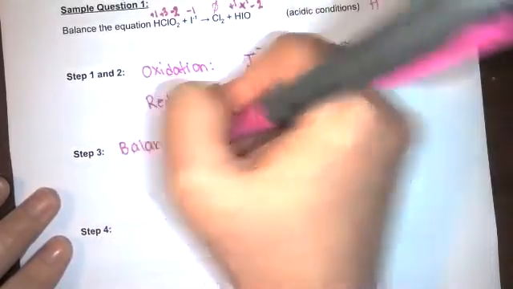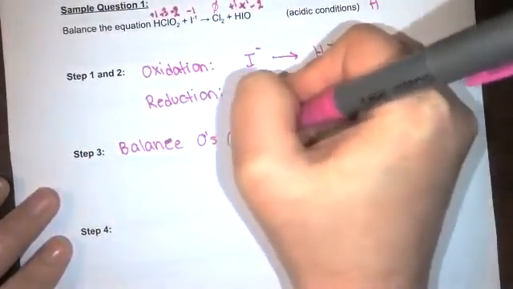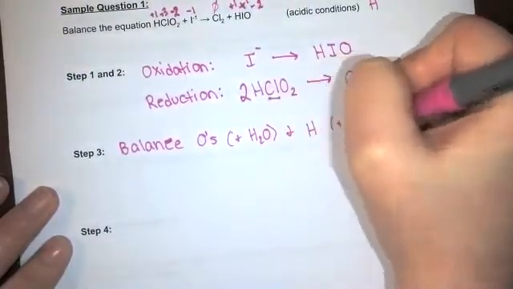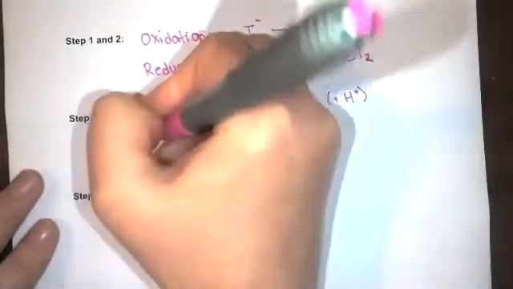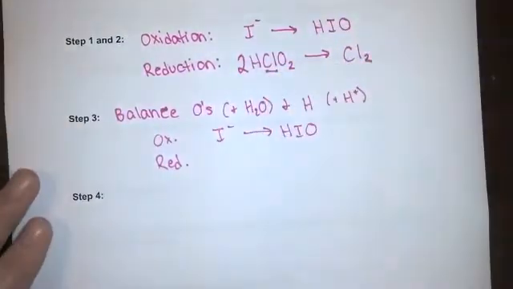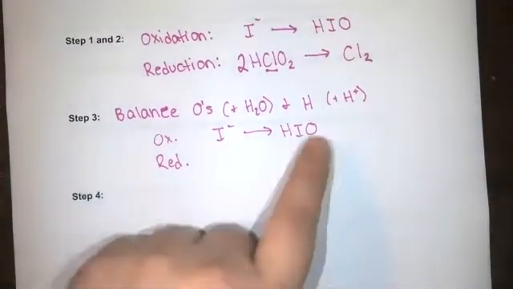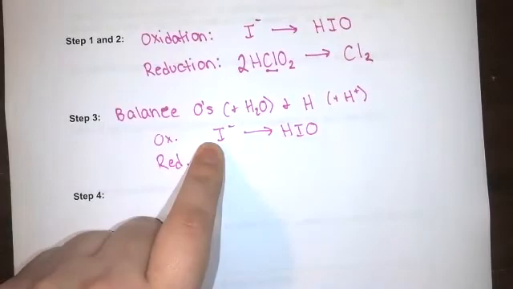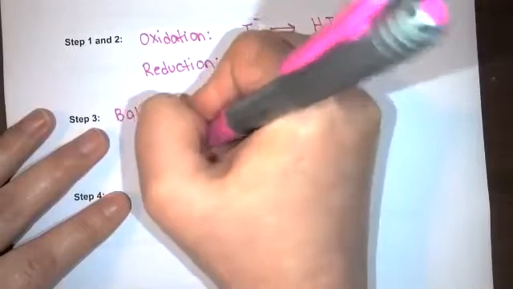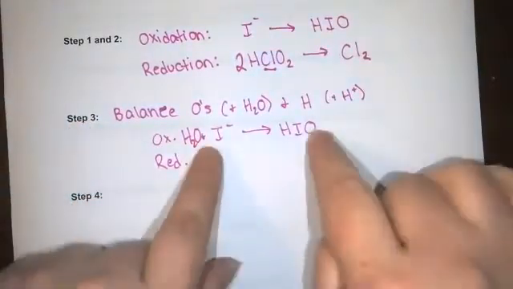Now my next step, step 3, is where I'm going to balance the oxygens by adding H2O, and I'm going to balance my hydrogens by adding a hydrogen ion. So let's write these out again. So for my oxidation, I have this. I need to make sure 1 oxygen on this side. I need an oxygen on this side. So I am going to add H2O. So now 1 oxygen on either side.